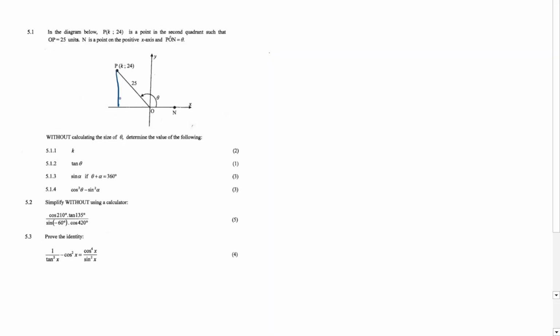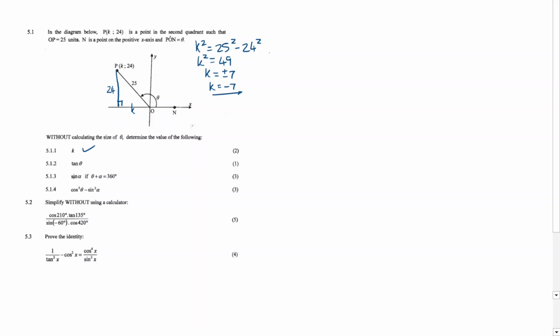Immediately, I'm going to drop a line 90 degrees to the x-axis. So K represents the x value, 24 is the y value, and before I even read any further, I'm going to just do Pythagoras in reverse to get the other side. So that equals 49, and the square root of 49 is plus minus 7. But in this case, because I can see that I'm in this quadrant where the x is negative, I'm going to choose the negative 7 option.